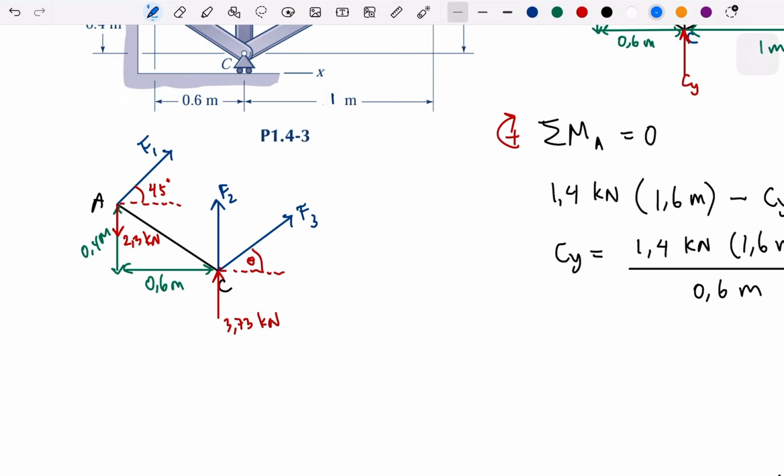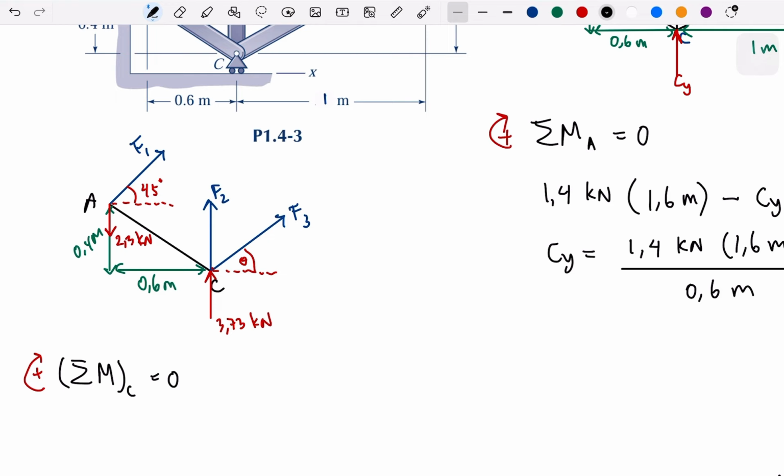Okay. So we would like to make the sigma moment at C, which usually we take that as a positive. Okay, let's say that is the 0. And then we might have two components from F1. I think I will write with blue. This one here. And this one there. So this was F1 sine 45. This is F1 cosine 45.